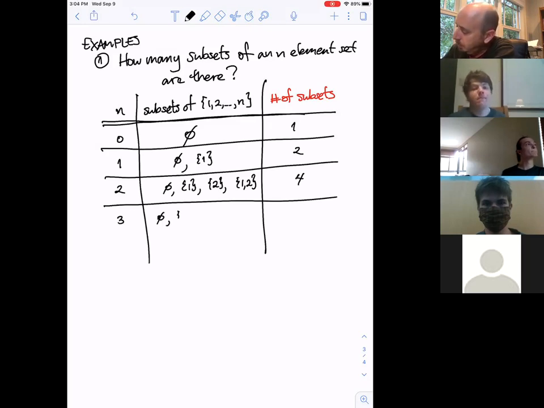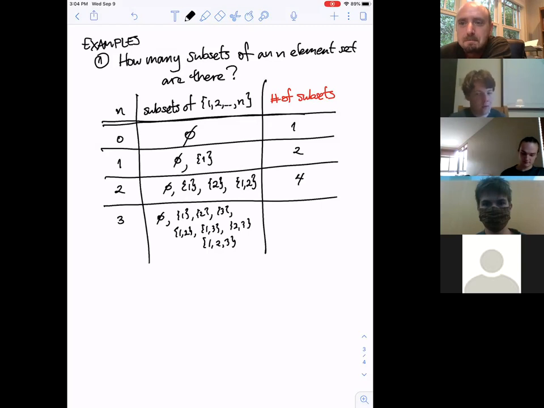Empty, 1, 2, 3. I'm going to go fast now. Sorry, I just don't want to be boring you too much. 1, 2, 1, 3, 2, 3, and 1, 2, 3. Right, those are my subsets of the numbers 1, 2, 3. And you can count them. There are a total of 8 of them.